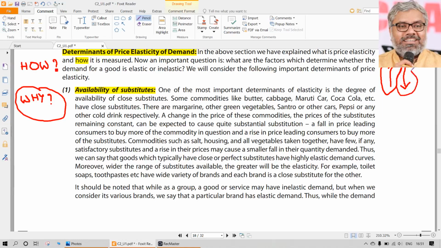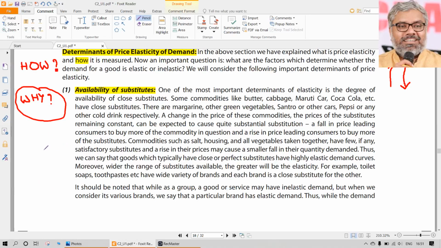Why does that happen? Logic, common sense. So when substitutes are available, definitely the price elasticity is going to be more. Why is that? Simple logic. If you have very close substitutes, then if there is any small increase in the price of one of them, immediately, without any blink, you will just shift to the closest substitute which is available at a cheaper price.